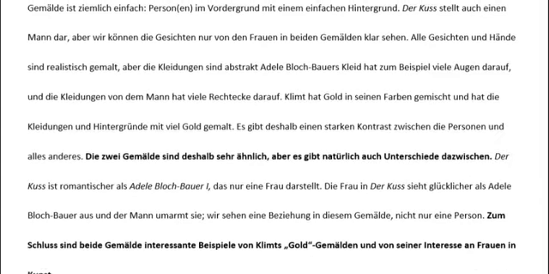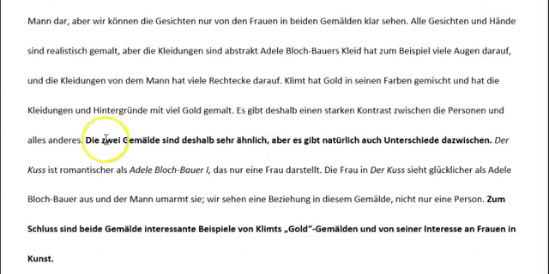If I scroll down a little bit, this next bolded sentence, this is where we're going to change from comparing to contrasting. So let's just read that bolded sentence. Die zwei Gemälde sind deshalb, there's that deshalb, the therefore, that's why, sehr ähnlich, they're very similar. Aber es gibt natürlich auch Unterschiede dazwischen. But there is, naturally, also differences dazwischen.